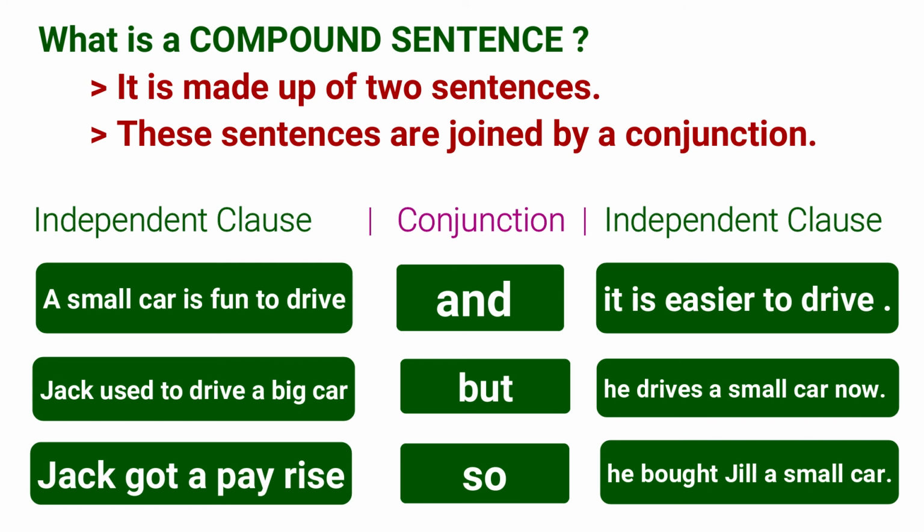The third and last example, Jack got a pay rise is the independent clause, so is a conjunction. He bought Jill, his wife, a new car for her birthday is the other independent clause. So to close this lesson, a compound sentence has two independent clauses connected by a conjunction. Conjunctions can be and, but, or, so, and many more.